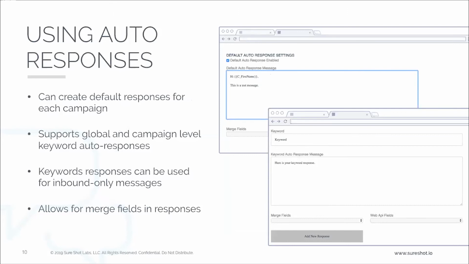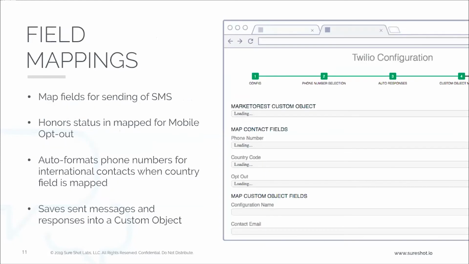So we have a lot of flexibility here for inbound to support all the inbound types of SMS campaigns. We have default auto responses, keyword and global keyword auto responses, as well as individual campaign-level auto responses. And then we also have field merges and prioritization of auto responses. So you can do a lot of different flexible things as it relates to inbound messages and auto responses.